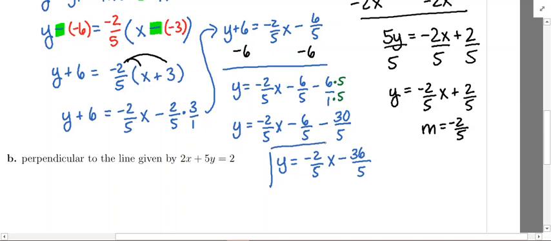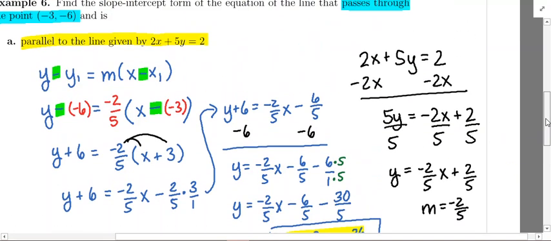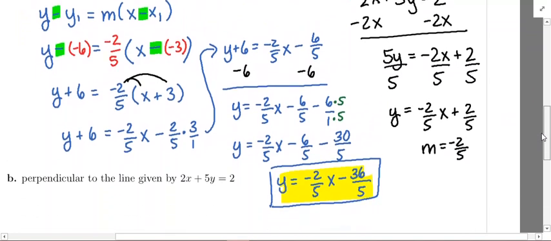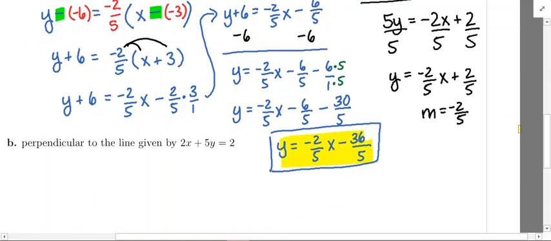Okay, this is the answer. This is the equation of the line. It goes through the point negative 3, negative 6, and it's parallel to the line 2x plus 5y is equal to 2.